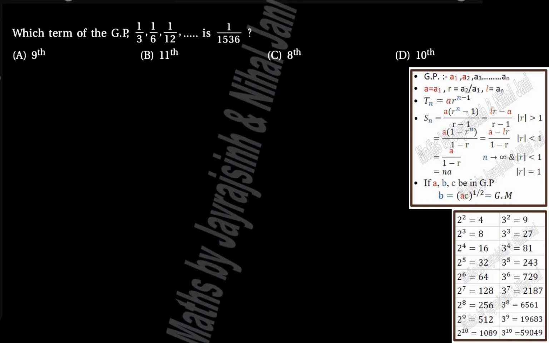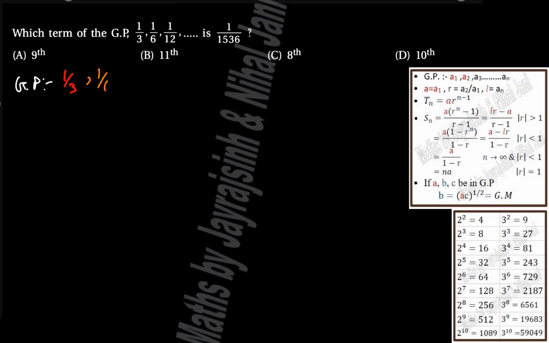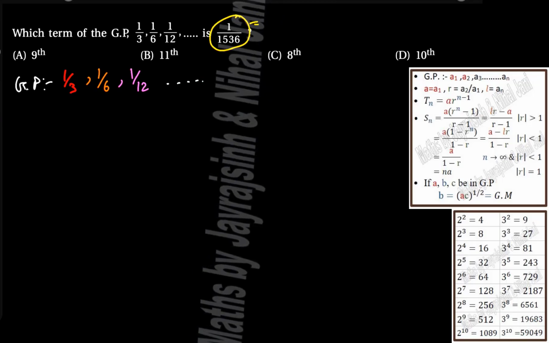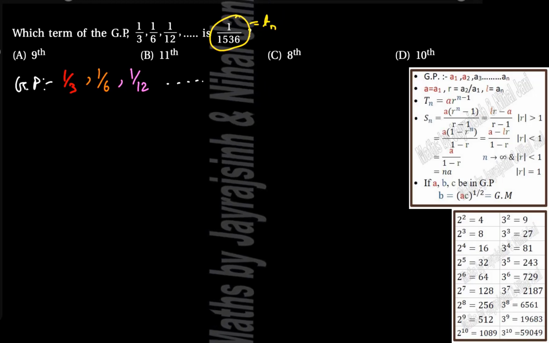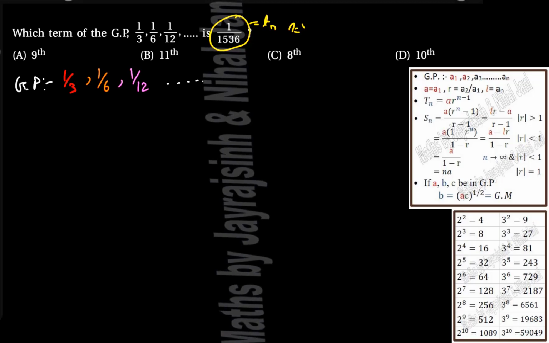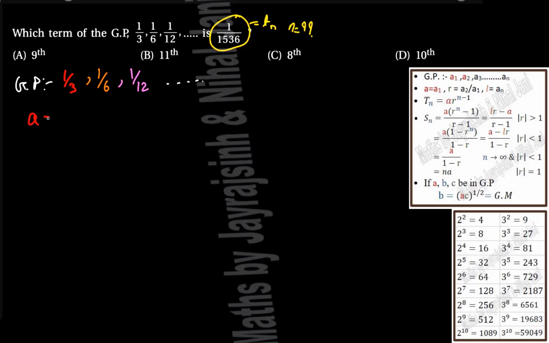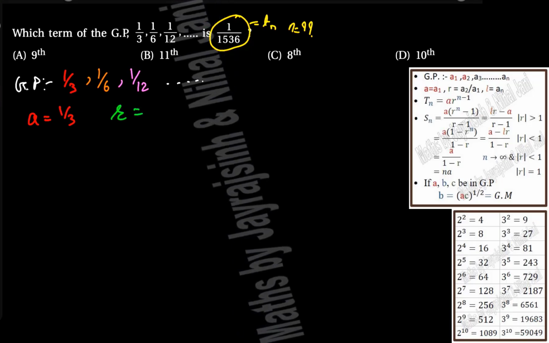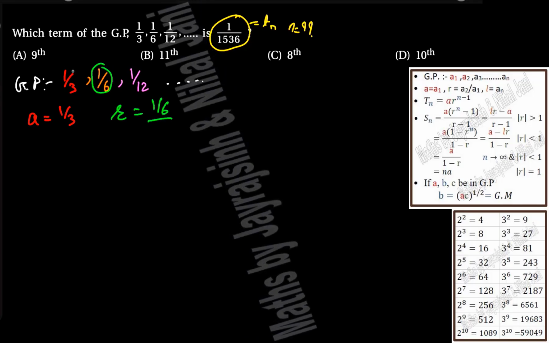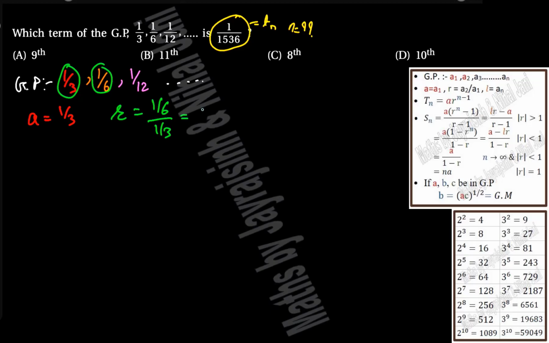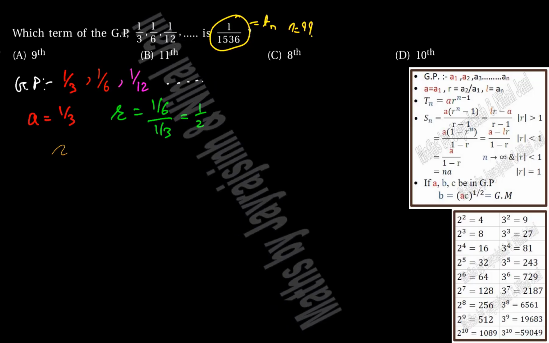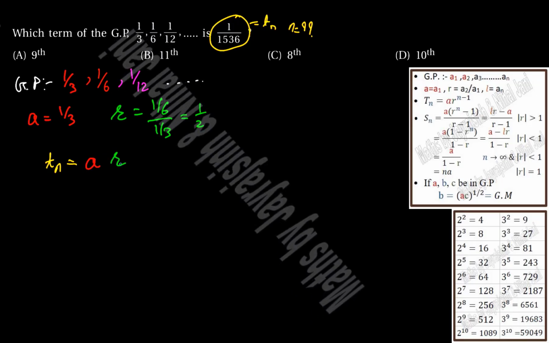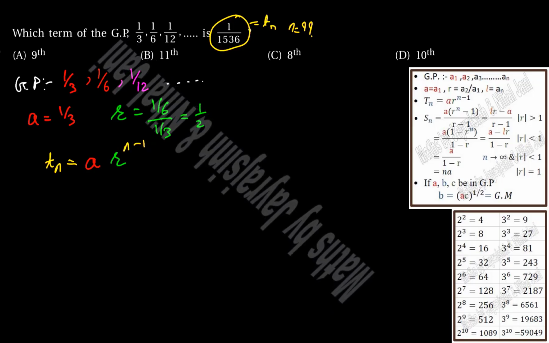Now in this question we have one GP, 1 by 3, 1 by 6, 1 by 12 and so on. And it is given that your Tn is 1 upon 1536 and we have to find the value of n. So from the GP we can say your first term is 1 by 3 and the common ratio, second term upon first term, is 1 by 2. So here we are going to use the formula of Tn, which is a into r raised to n minus 1.